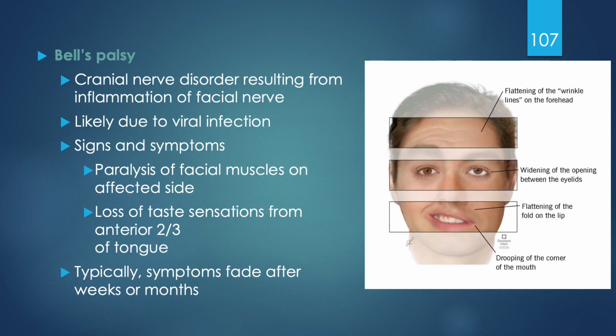A disorder that is characterized by inflammation of the facial nerve is called Bell's palsy, which you can see illustrated in the image at the right. This is typically due to a viral infection, and the signs and symptoms that accompany this include paralysis of the facial muscles on the affected side, so it's typically one side only. And you'll also have a loss of taste sensation on the anterior two-thirds of the tongue as well. Typically these symptoms will fade after weeks or months, but sometimes even sooner.